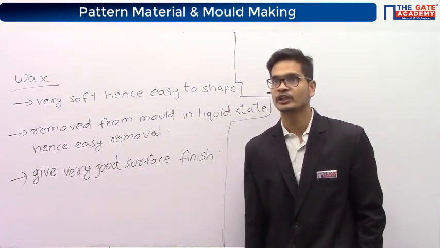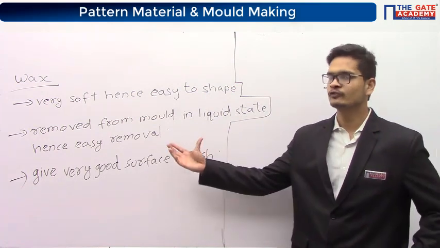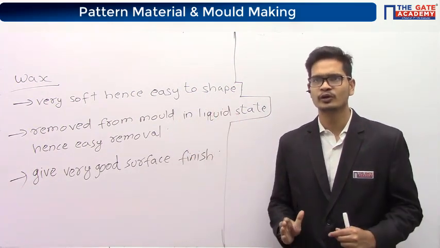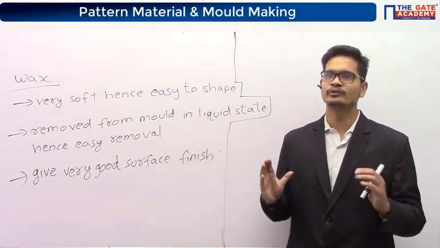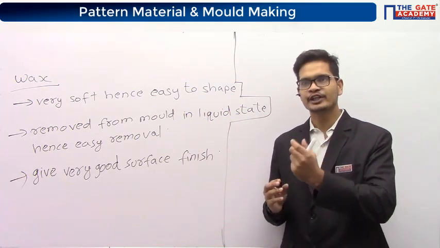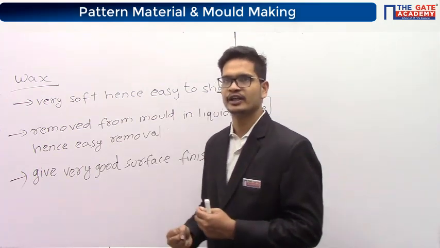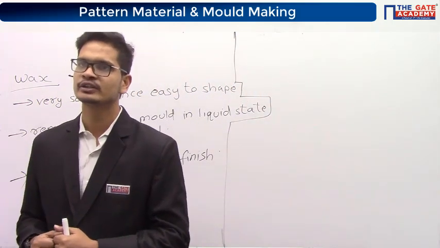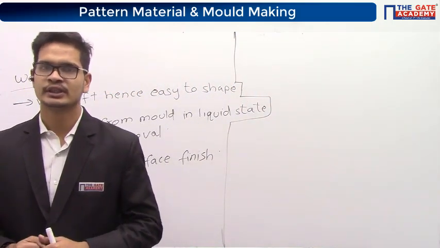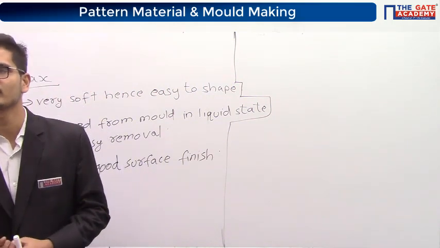How are they removed in liquid state? Once you have made the mold, the entire mold will be heated. When you heat the mold, the wax will turn into liquid, and then it will be removed. This will be more clear when we see investment casting.